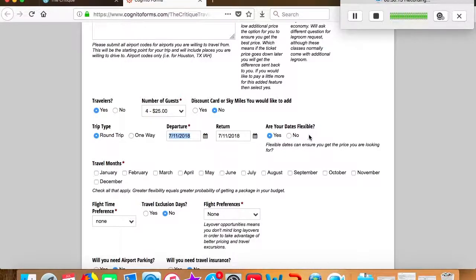So if you are flexible, just click yes, and that gives me a little bit more leeway so that I can have a couple of days before or a couple of days after the dates that you selected to get you the best rates.